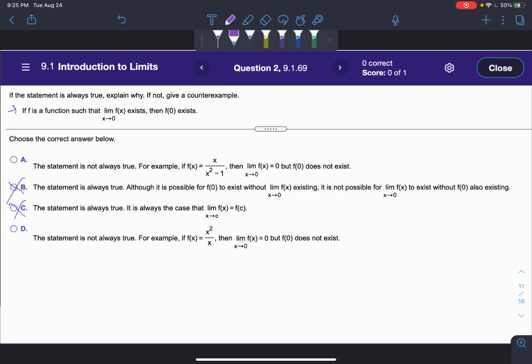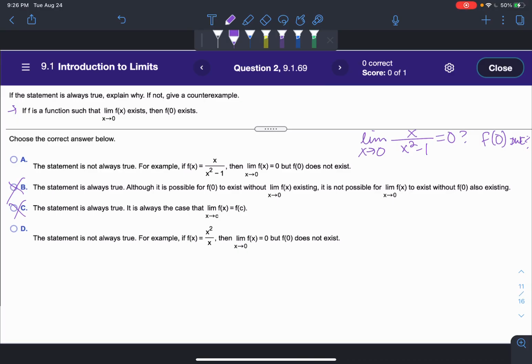So now we need to look at C and D, and what's the difference. The difference here is two different functions. I have f of x equals x over x squared minus 1, and I have f of x equals x squared over x. So let's verify for C: is the limit as x goes to 0 of x over x squared minus 1 equal to 0? And does f of 0 not exist? D and E. Okay.